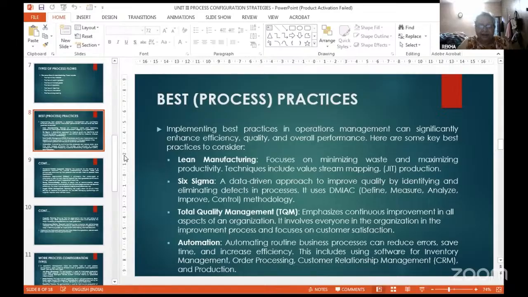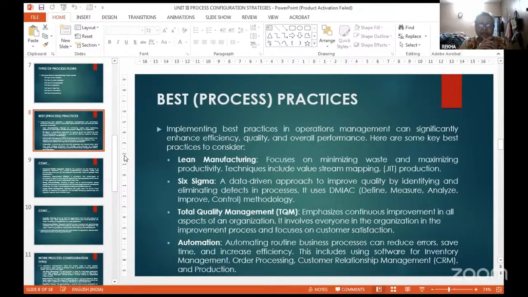Then total quality management, it emphasizes on what? Improvement in all aspects of an organization. It involves everyone in the organization in the improvement process, and focuses on customer satisfaction. Not only the organization, but the process plus the customer satisfaction, everything is taken into consideration.